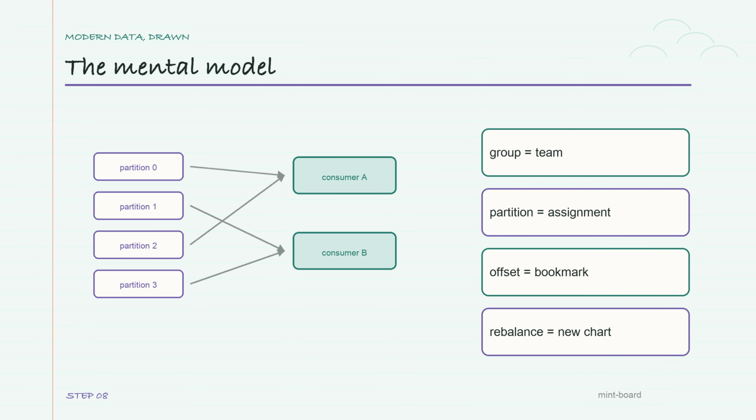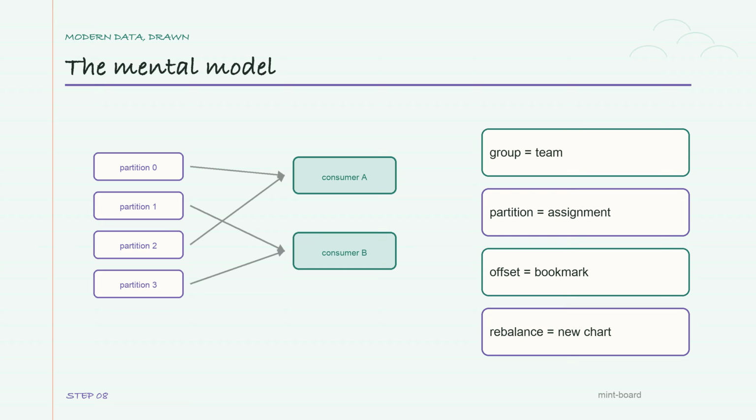Before we finish, let us join the pieces into one mental model. A consumer group is a team sharing partition ownership. Offsets are the team's bookmarks. A rebalance redraws the work chart whenever the team changes. This is the part that usually makes the whole concept click.